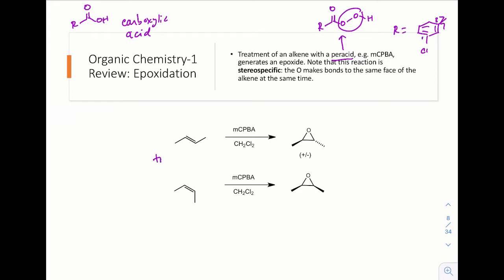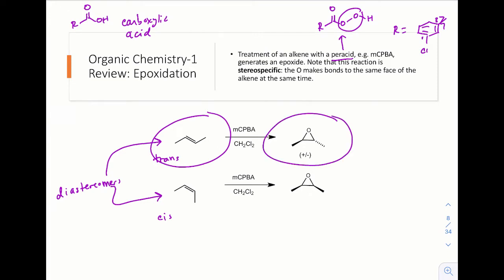We may remember from the first semester of organic chemistry that epoxidation is a stereospecific reaction, meaning that different stereoisomers of the starting material yield different stereoisomers of the product. So we have these diastereomeric trans and cis alkenes. The trans alkene yields the trans product.